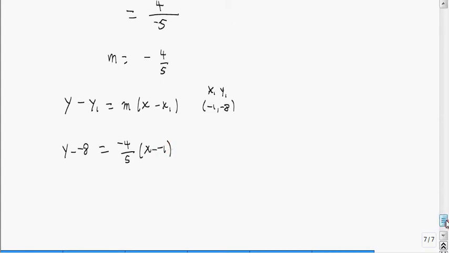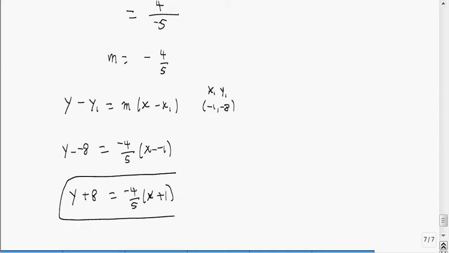This is really the point-slope form right here. But you don't want to leave the double negative, so let's write this as y plus 8 is equal to negative 4/5 times x plus 1. And this is the point-slope form. That's the first answer at once.